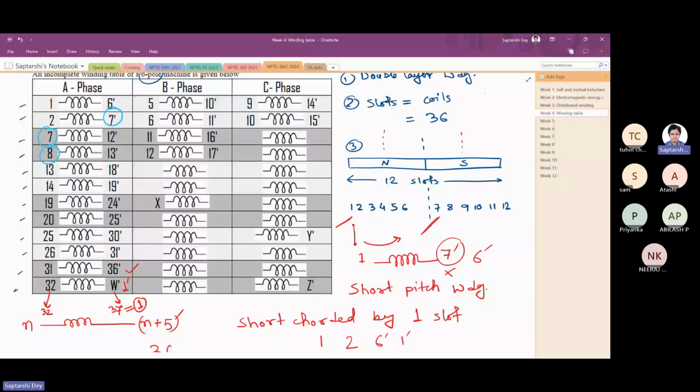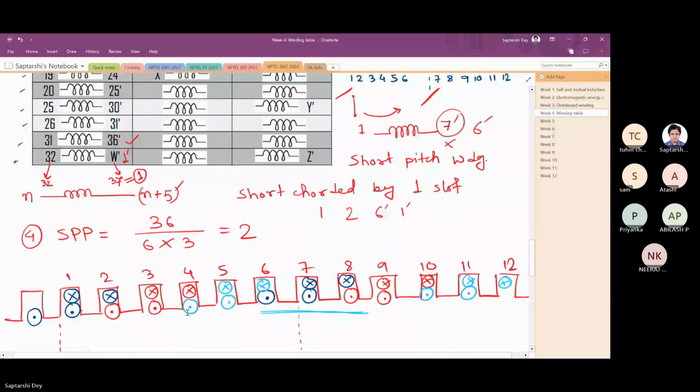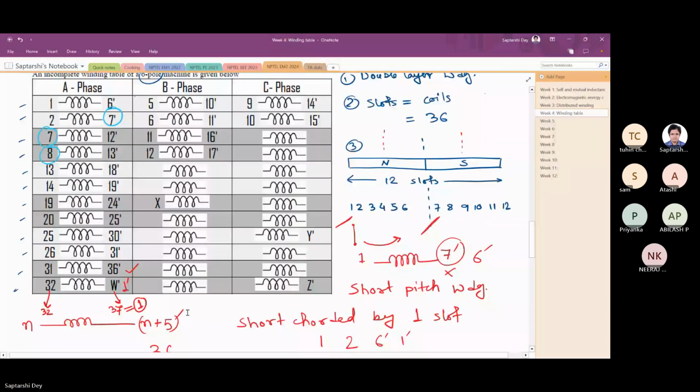Now, since they are symmetric, without knowing anything, it is also possible to complete the winding table. How? Just look, observe the numbers. You have 1 here, 1 plus 4, 5 here, 5 plus 4, 9 here. So just keep doing that. So 7, 11 will complete this winding table. Although it's a very trivial work, simply addition, just keep on adding 4.